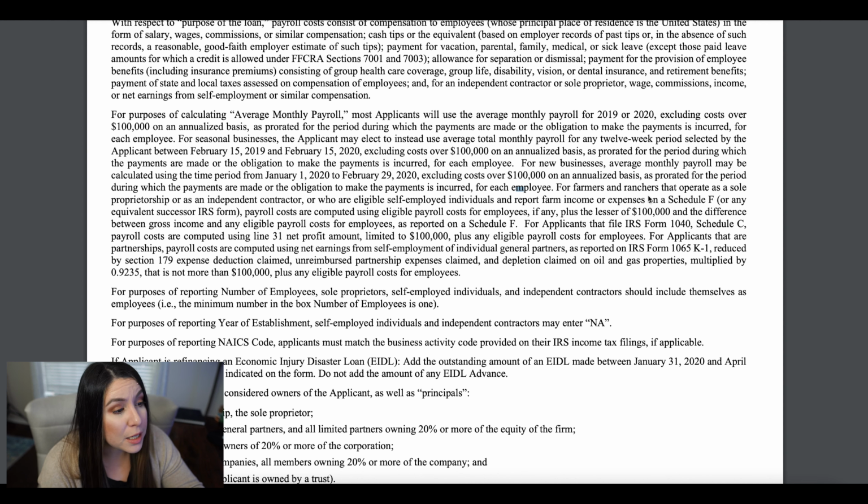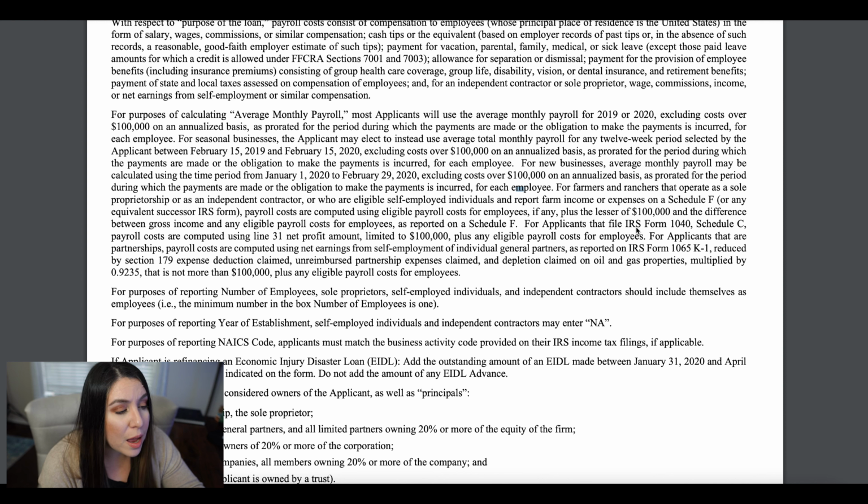For farmers and ranchers that operate a sole proprietorship or an independent contractor or who are eligible for self-employed individuals and report farm income and expenses on Schedule F or any equivalent successor IRS form, payroll costs are computed using eligible payroll costs for employees, if any, plus the lesser of $100,000 and the difference between gross income and any eligible payroll costs for employees as reported on Schedule F.